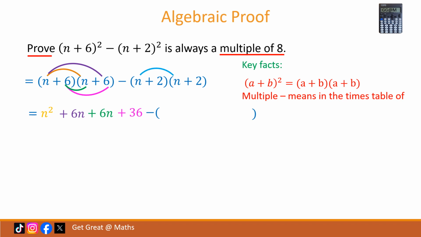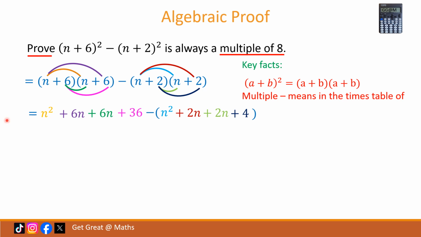So I've now got n times n, which is n squared. I've now got n times 2, which is 2n. I've got 2 times n, which is 2n. And 2 times 2, which is 4. So we've expanded both of the brackets. From here, we need to collect the terms and expand out the brackets.